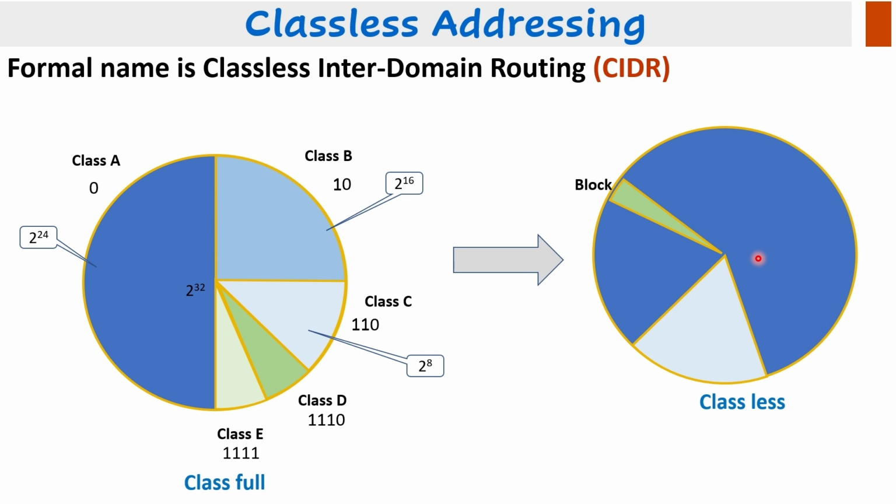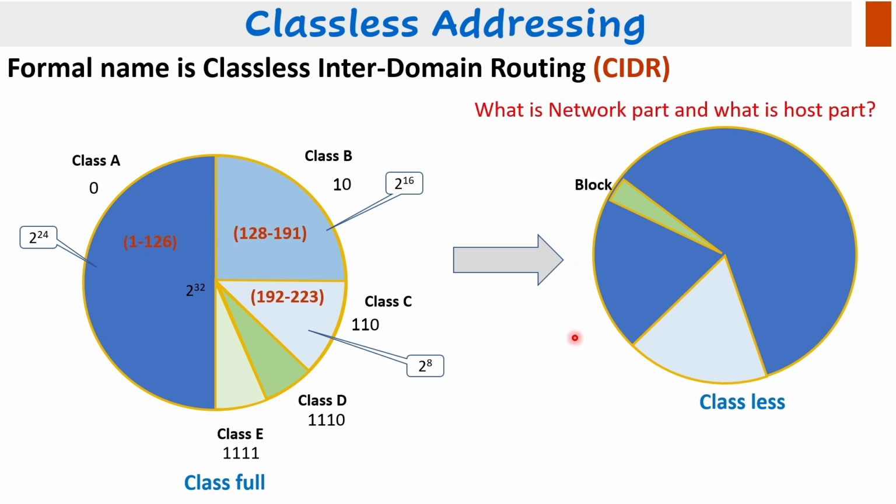Of all the 4.3 billion IP addresses, let's take a consecutive number of IP addresses, which we call a block, and we can use it. But when we take any block of IP addresses randomly from anywhere, how does a device know which part is the network part and which part is for the host? Right? This is the key issue. Then they started thinking, how can we resolve it?